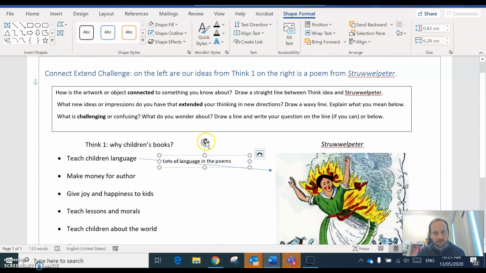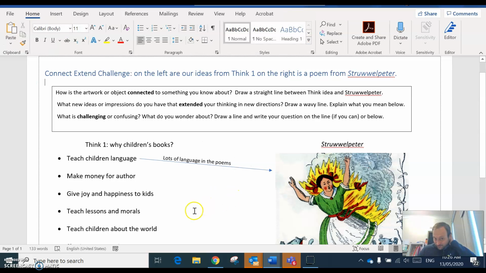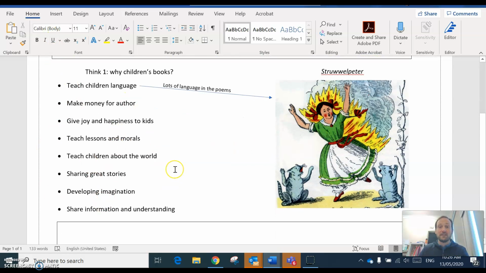Now you can see I've got it sort of messed up a bit. Once you do this a few times, it's easy peasy. So your extend: is there something that we got out of the Struwwelpeter book that extends what we were thinking, something that isn't necessarily here or that goes beyond that?